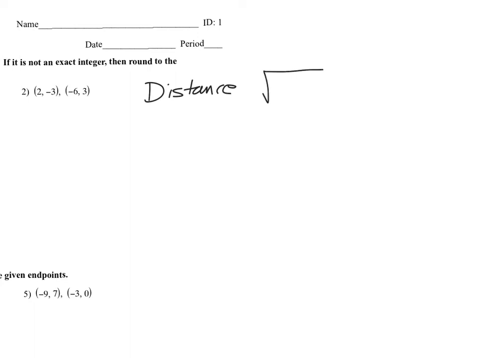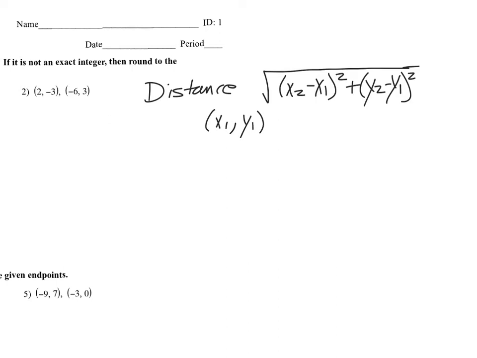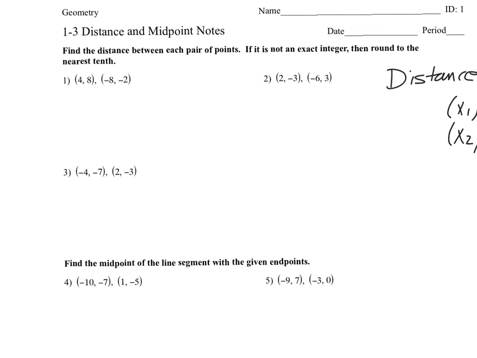So it's the square root of x2 minus x1 squared plus y2 minus y1 squared. Okay, make sure you know where the square root button is on your calculator because you'll need to use it. So we do this when we have 2 points. Okay, so the first point and then the second point. So all we're doing is plugging those values into the formula itself. Okay, so let's do this first problem.